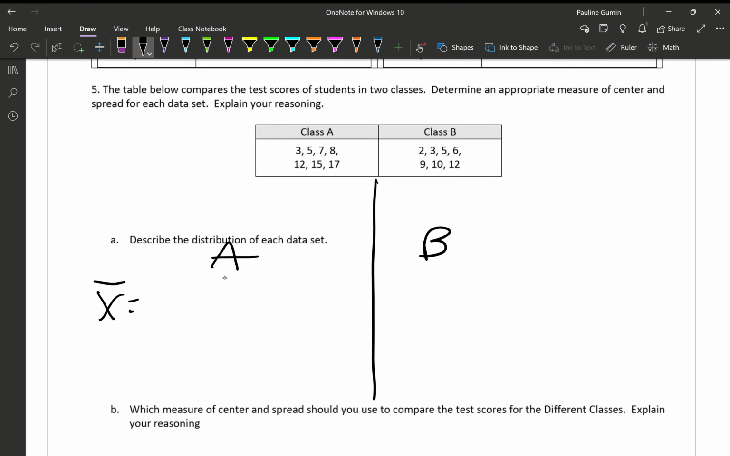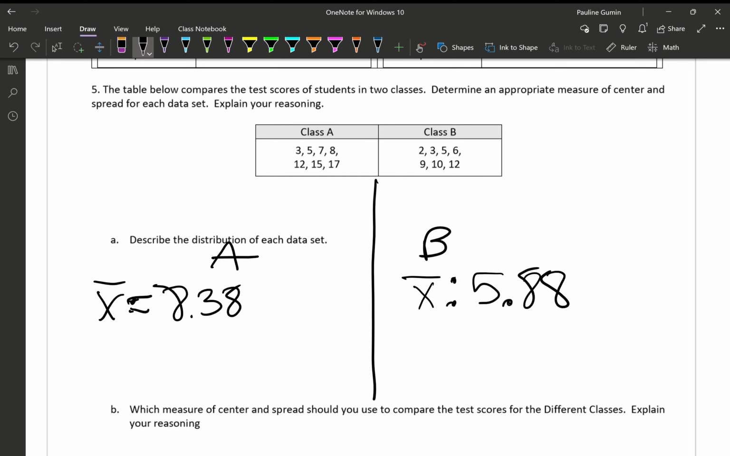So our mean is going to be 8.38. Oh, that's such an ugly 8. Let's try you again, honey. 8.38. Cool. And since I have my calculator out anyways, I'm going to calculate class B. So I'm going to put that in, and I get 5.88. All right, cool. Now I'm going to find the median, and I'm just going to do that by hand. 8 for class A. And for class B, it's 6.